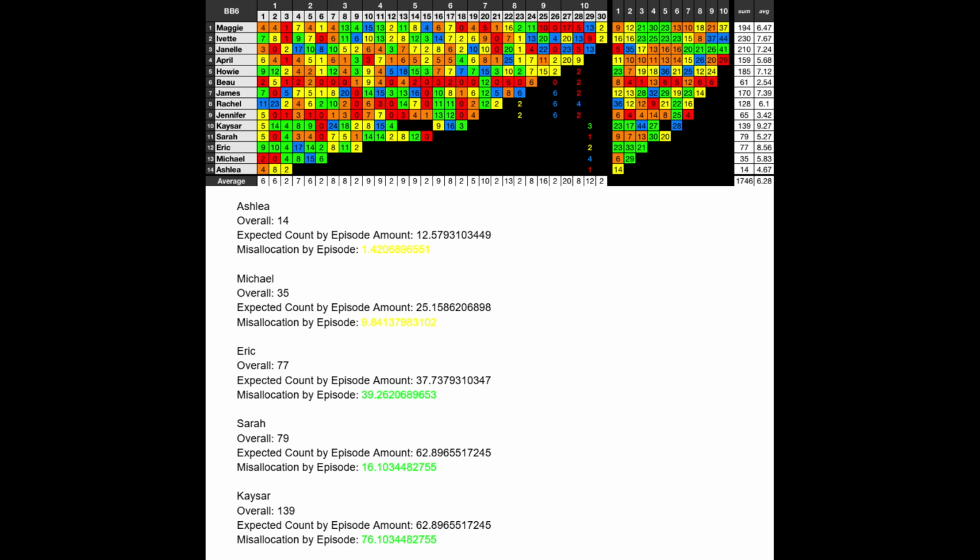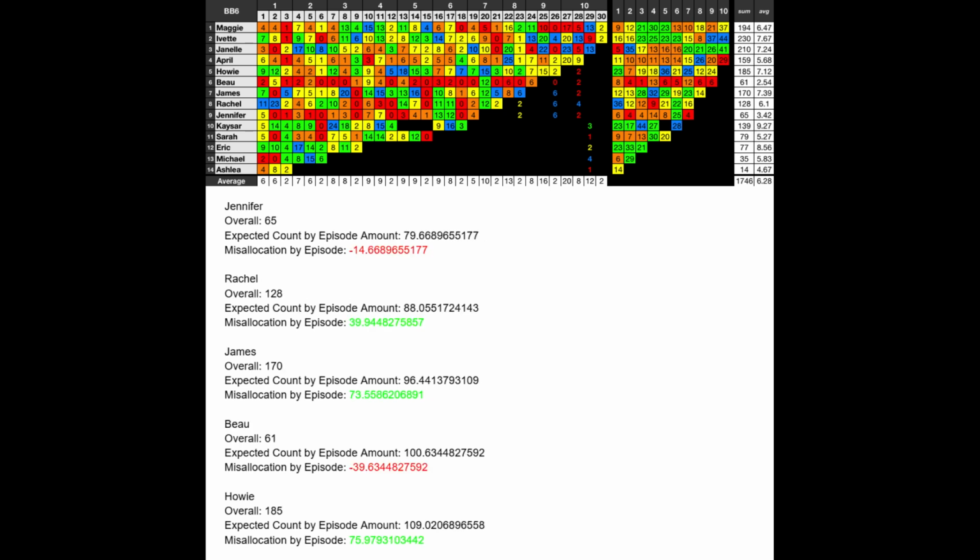Kesar has an overall diary room count of 139, and his expected count by episode amount is 62.89, meaning that he has a misallocation by episode of 76.10, meaning that he got twice the amount of diary rooms that he should have gotten. But I think due to him being nominated so many times and being HOH, that definitely bloated a lot of those numbers. Jennifer's overall diary room count is 65.